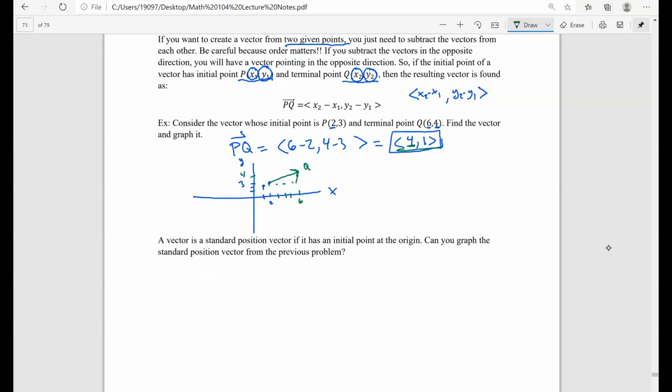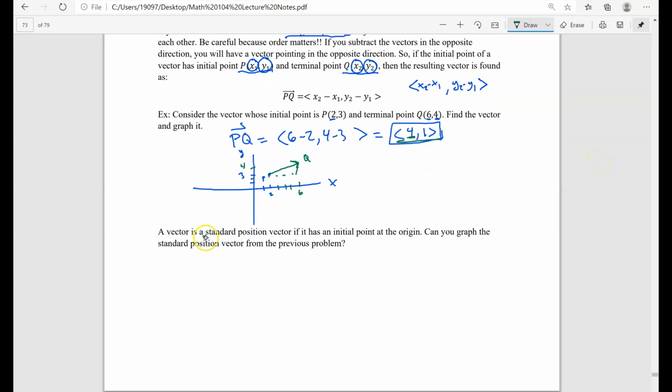Okay, so here we have a vector is a standard position vector if its initial point is at the origin. So can you graph the standard position vector for the previous problem? This vector is not in standard position because it's not at the origin. So you can draw this vector so that it starts at the origin. All you gotta think about is, in the x direction, I gotta move 4 units over, and in the y direction, I gotta move 1 unit.